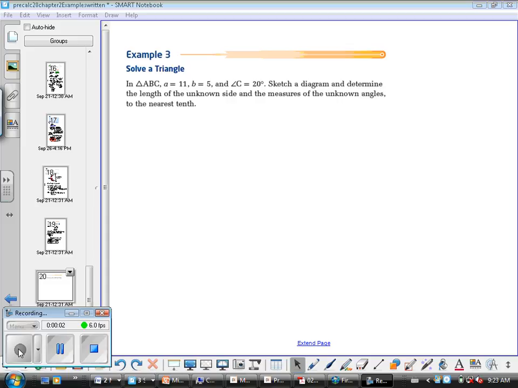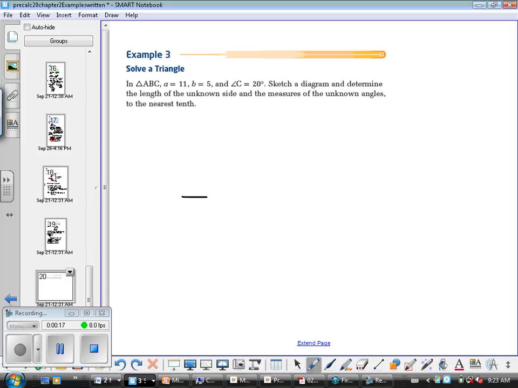This is example 3 from the cosine law. In triangle ABC, a is 11, b is 5, and angle C is 20. Angle C obviously is the angle between the sides a and b, right? Because it's the different letter.